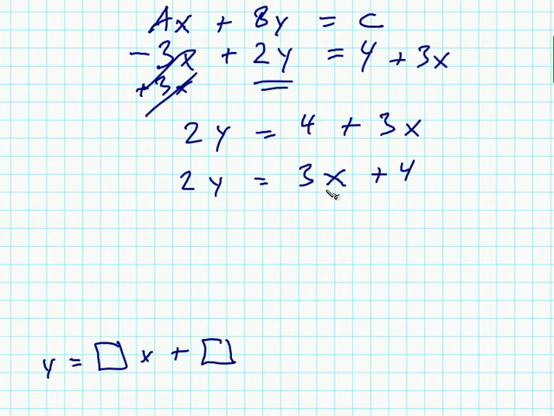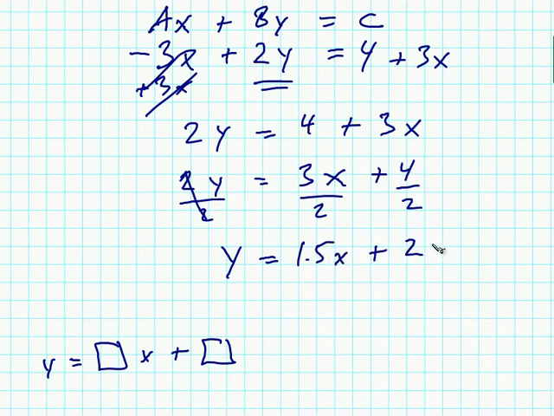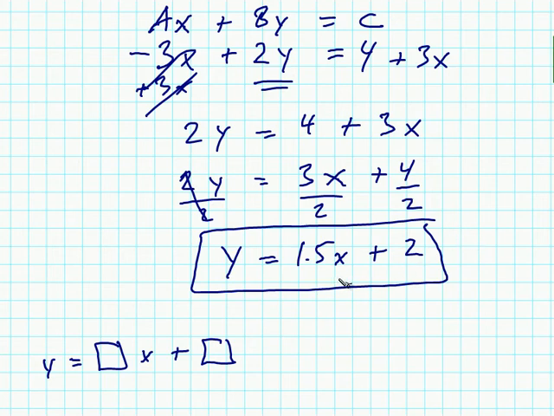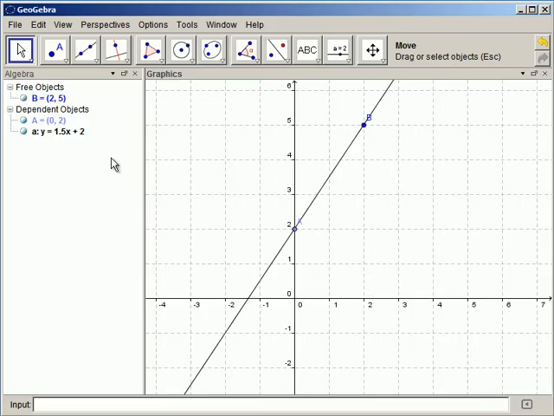Okay. Now I divide by 2 because I want to simply get y. So if I divide by 2, I'm going to get y equals 3 halves, or 1.5x, and 4 divided by 2 is 2. So this equation is completely equivalent to this equation, except I've solved it for y. Okay, so here it is. Y equals 1.5x plus 2.